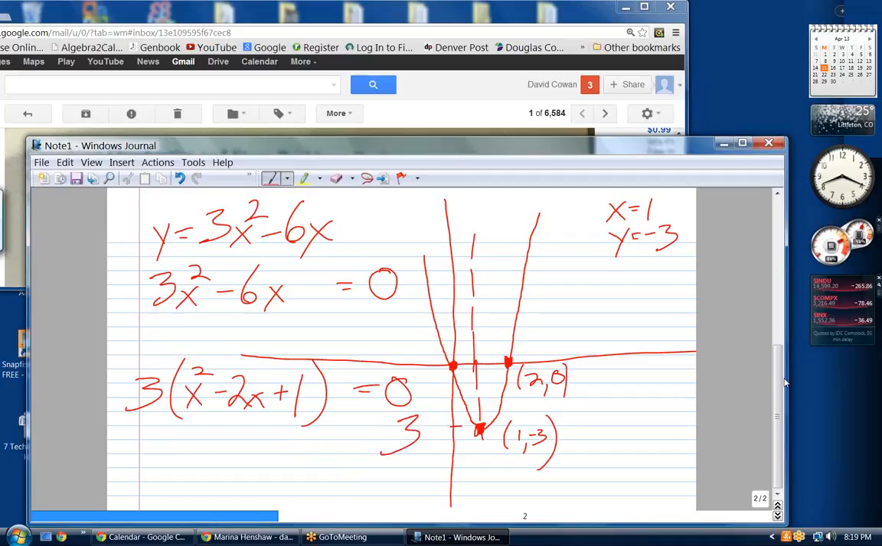Okay? So now I have it as 3 times, and the whole point of completing the square is so I can write this as what? How can I rewrite this? Remember, what I'm looking for is an x minus h quantity squared.